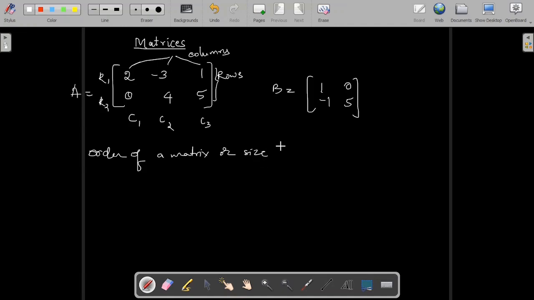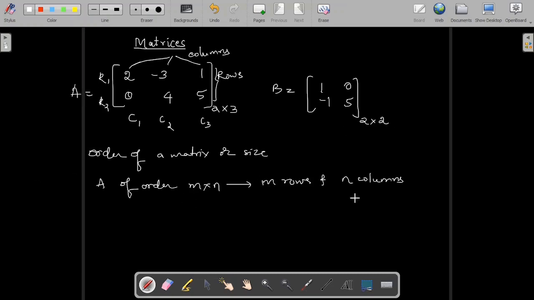Now the order of a matrix, or size of a matrix, is nothing but the number of rows and number of columns in the given matrix. Suppose you have a matrix A of order m by n, that means there are m rows and n columns. Here in this case, there are 2 rows and 3 columns, hence it is of order 2 by 3. This is how to read 2 by 3. Now in this case there are 2 rows and 2 columns, hence the order of the matrix is 2 by 2. So always rows first, columns next.